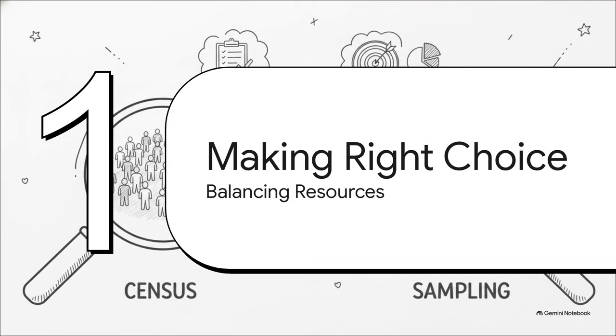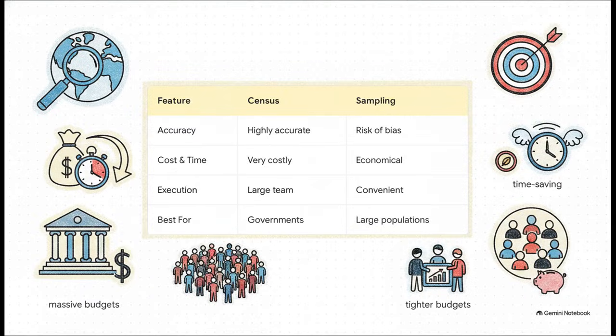Let's wrap things up with Section 6, making the right choice. So, as an investigator heading out into the field, how do you actually choose between these two techniques? Let's move to and see how this builds out in our summary table. If we look at accuracy, the census is highly accurate and reliable, whereas sampling always carries that inherent risk of bias. When it comes to cost and time, the census is incredibly costly and time-consuming, while sampling is highly economical and fast. In terms of execution, a census demands a massive team of enumerators, whereas sampling is convenient and can be executed scientifically by a much smaller team.